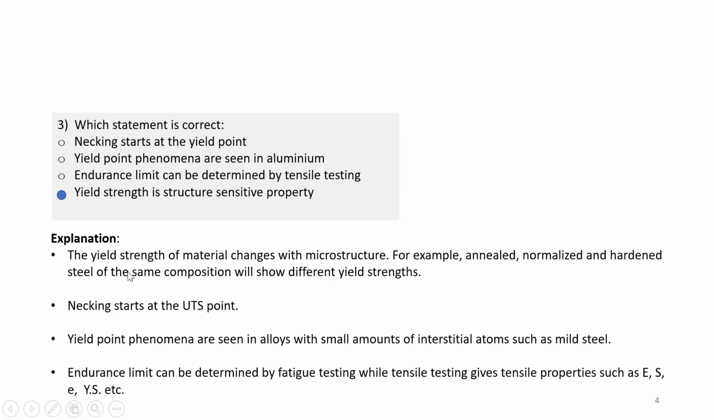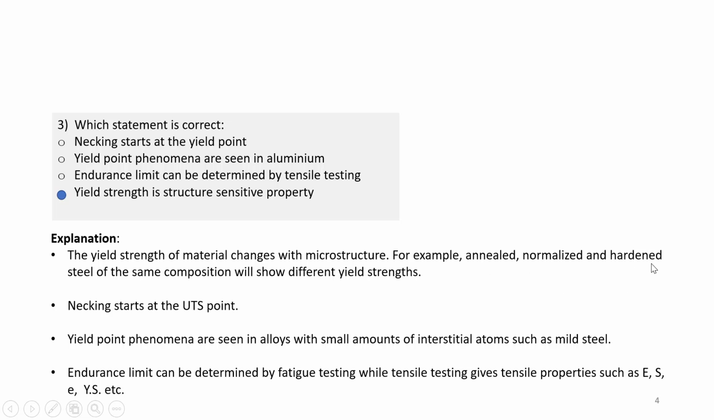Okay, so the yield strength of a material changes with microstructure. For example, annealed, normalized and hardened steel of the same composition will show different yield strengths. In the case of steels, annealed means you'll be cooling your sample in the furnace, while in the case of a normalized sample you'll be cooling in air. So it will be cooling faster compared to the annealed sample, so it will have a fine microstructure compared to this.